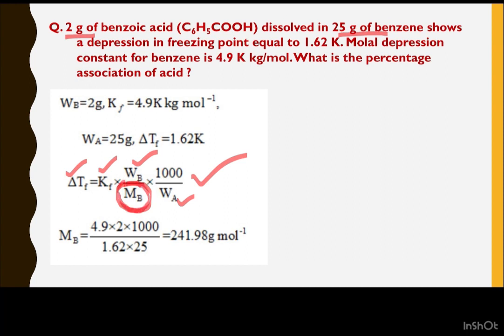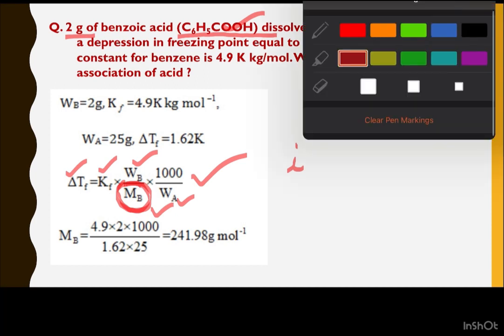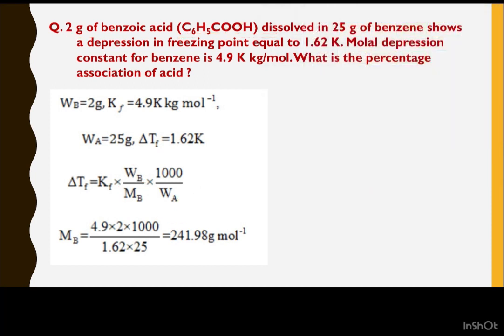Why is this required? I have the formula of benzoic acid, so I know the mass of carbon, hydrogen, oxygen. I can calculate, but that will be the calculated value. Here it will be the experimentally found value, so that we can make use of the formula for i. Now, I hope you are able to understand it. Let me tell you again quickly. Except this, all other values are given. So you calculate this using all other values. This will be the molar mass.